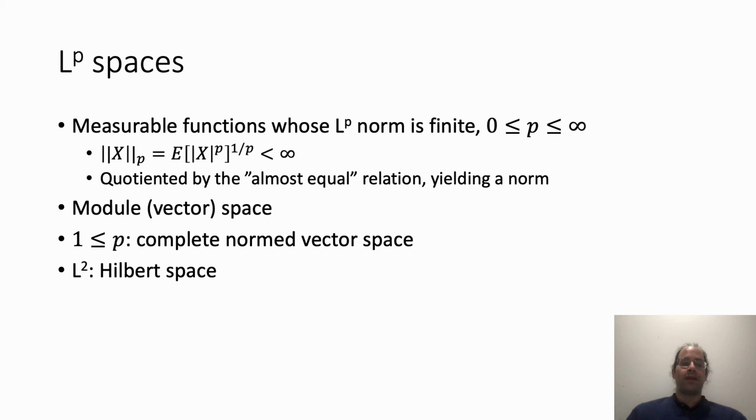Now there's a technical point here where in order to make this an actual norm, we have to identify functions that are almost equal. And that's because we need a unique concept of what 0 is. And because we're using expectations, things that are almost equal have the same expectation. So we need to do this quotienting. Once we've done this, we find that these are all module spaces. And for p greater than or equal to 1, they're in fact complete normed vector spaces. And in particular, L2 is a Hilbert space.